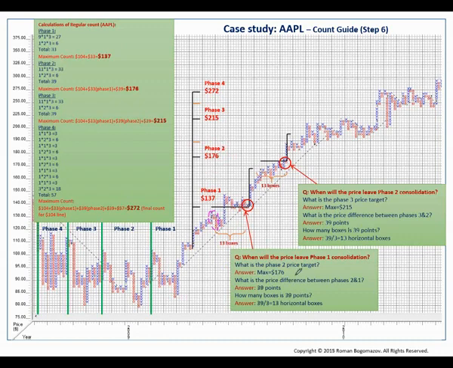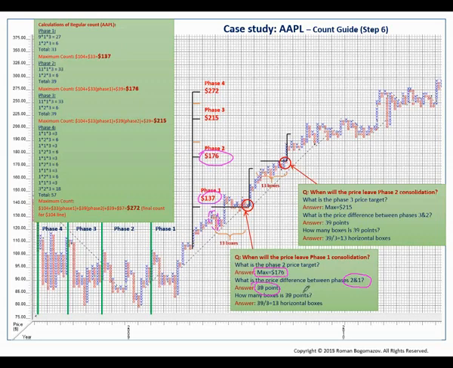So now our second phase objective here is 176, and the difference between the two objectives here of phase 1 and phase 2 is 39 points.